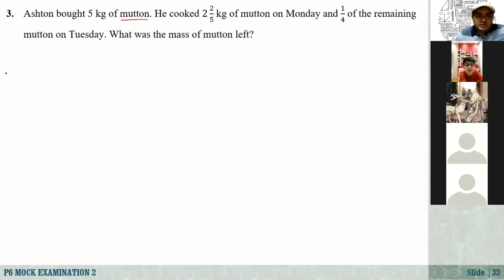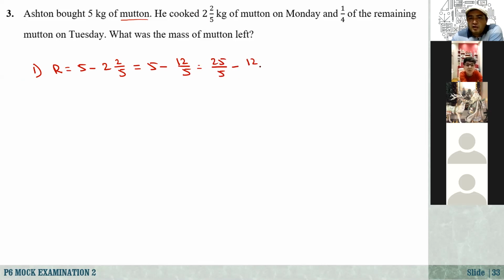Okay, this is a very easy question, right? Number one, he cooked this much, right? So remaining equals 5 minus 2 and 2/5. After Monday, that's equal to 5 minus, 2 times 5 is 10, 10 plus 2, it is 12/5. Now, if you bring the common denominator, 25/5 is 5, minus 12/5. 25 minus 12, it is 13/5.